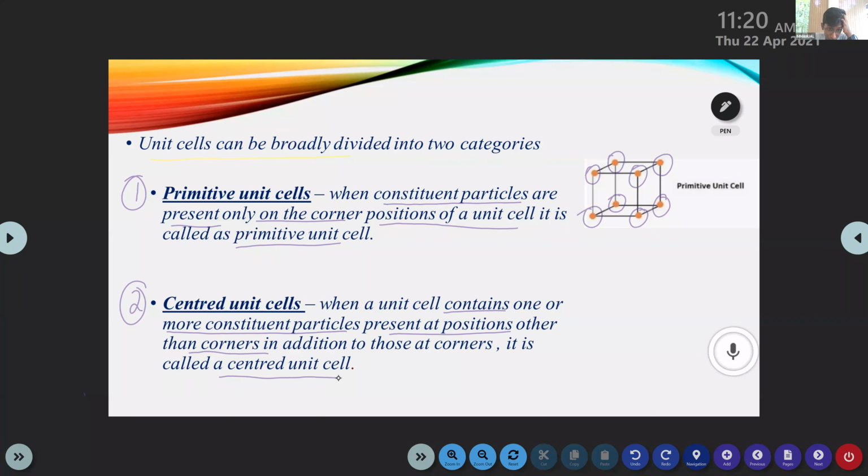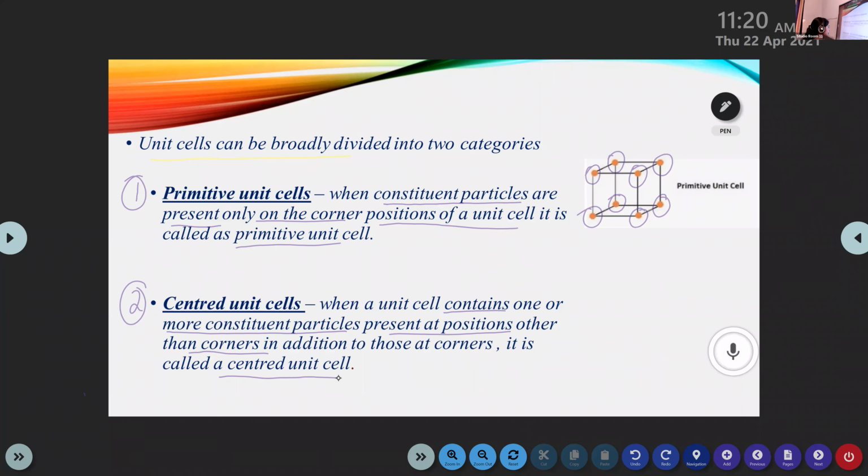So I'm repeating it once again. Unit cells can be broadly divided into two categories. First one, primitive unit cell. Second one, centered unit cell. In the case of primitive unit cell, constituent particles are only present at the corner positions of a unit cell. And in the case of centered unit cell, along with the particles present at the corners, some other position is also occupied by this particle. It is known as centered unit cell. Is this classification clear?